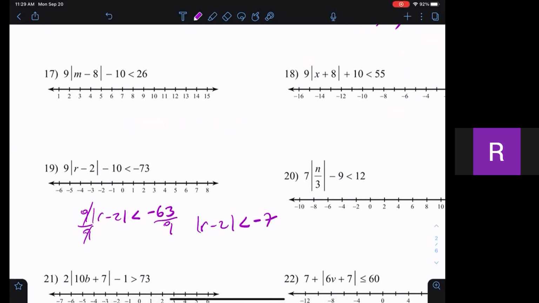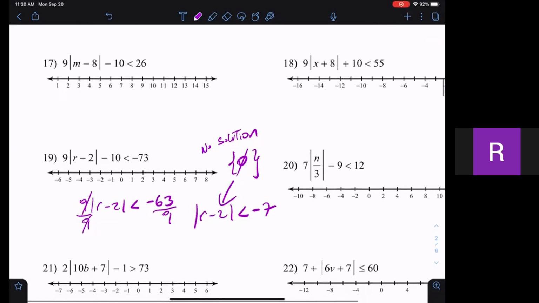Now ask yourself this question: is this even possible? No, it's not possible, because whatever comes from the absolute value is what? 0 or positive. And if it's 0 or positive, how is it going to be less than -7? So here you can say this is an empty set, or no solution, because this is not possible. Okay, so that's the idea of these problems.